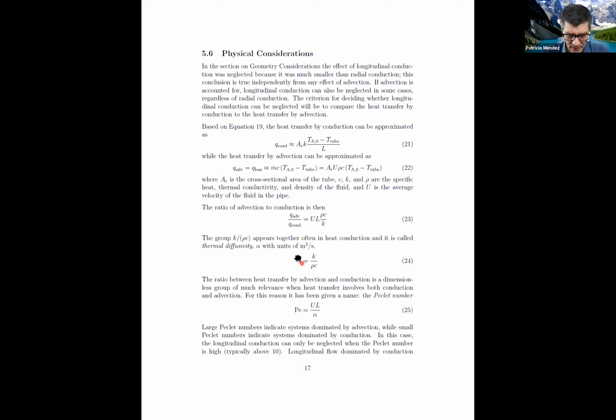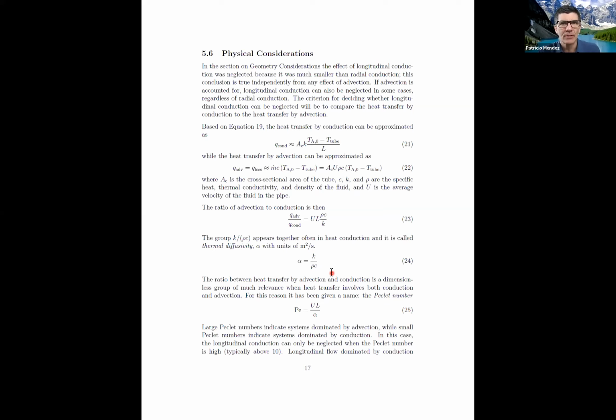So one thing to know, we're going to be using this parameter alpha a whole lot. And alpha is not coming out of nowhere. It's a combination of thermal conductivity, specific heat, and density. All right, so this ratio would be UL over alpha. Because we use this a lot in heat transfer, we give it a name, and we name it the Peclet number. The Peclet number is a ratio between the heat rate by advection divided by the heat rate by conduction. High Peclet number means advection dominates. Small Peclet number means conduction dominates.